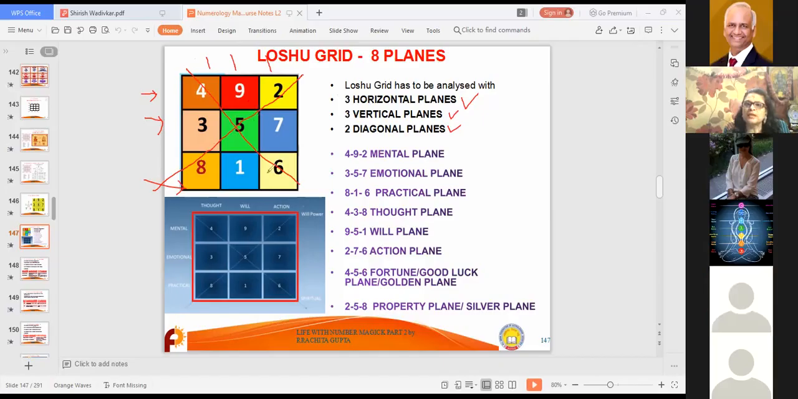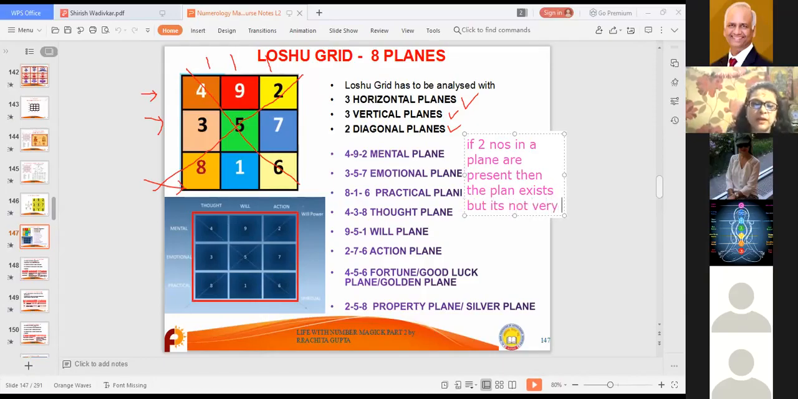3 horizontal planes, 3 vertical planes, and 2 diagonal planes. Planes are important here. And now what is important, please make a note that if 2 numbers in a plane are present, then the plane exists. We cannot say that the plane is not there. The plane will be there for that person concerned. But it's not very strong, but definitely the existence is there.